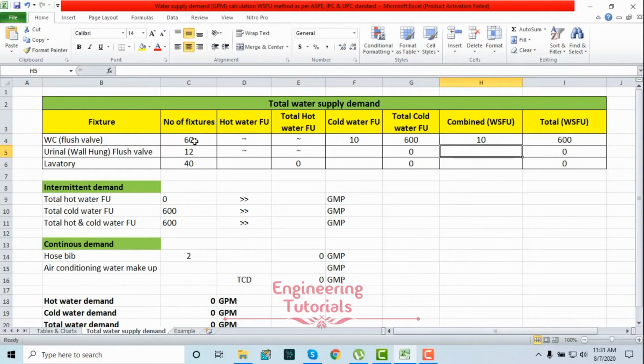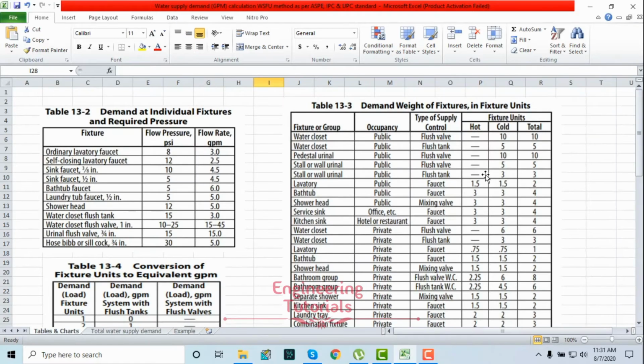Since one fixture requires 10 fixture units, for 60 fixtures you need to multiply 60 by 10, that is 600. Again same thing, 60 fixtures in here and the combined water supply fixture unit value is 10, so 600 is the total water supply fixture unit. And urinals we have 12. This is a wall hung flush valve type. Move back to our charts and tables.